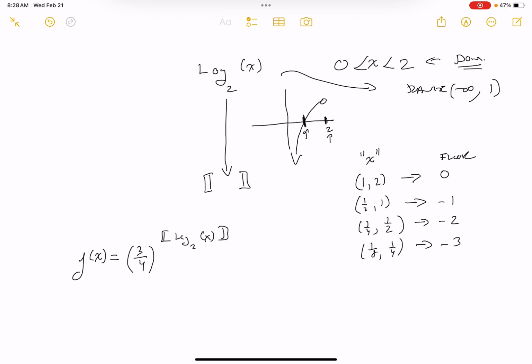And the first rectangle I'm going to get is between 1 and 2. Right? So I'm going to talk about the heights first. The heights are going to be 3/4 to the 0 on the first interval. The next one is going to be 3/4 to the minus 1. The height's actually getting bigger, by the way. The next one's going to be 3/4 to the minus 2, yada, yada, yada.